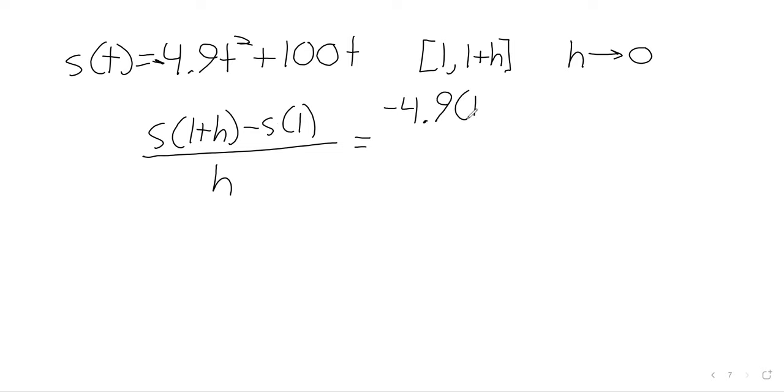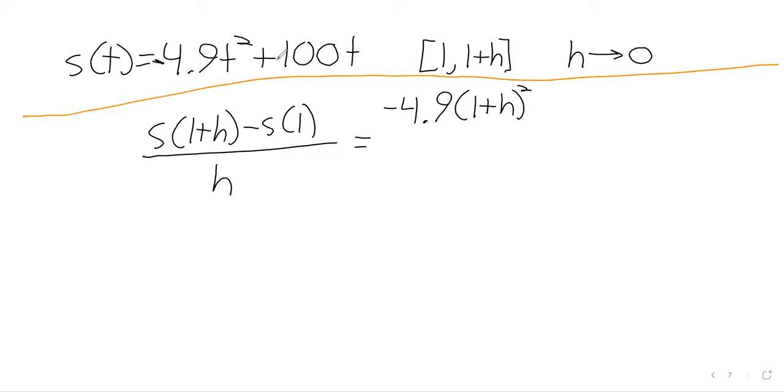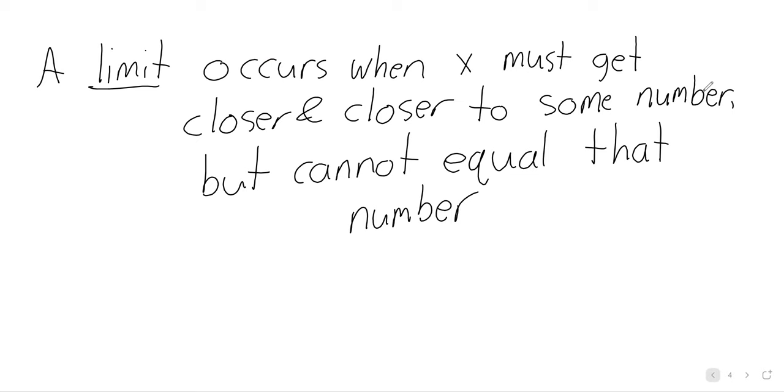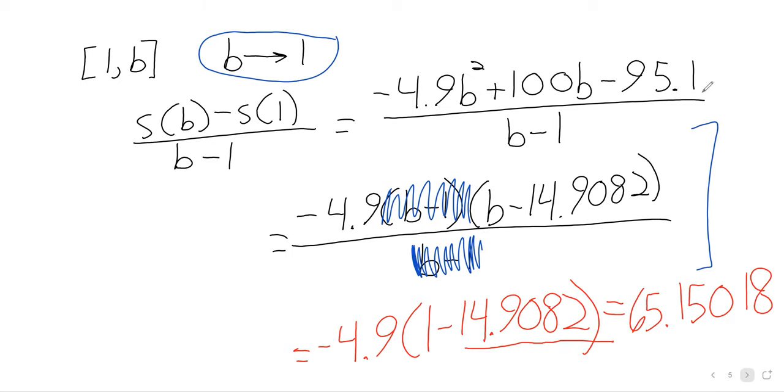Negative 4.9 times 1 plus h squared. Let me separate this so my work doesn't run together. Plus 100 times 1 plus h minus s of 1. And s of 1 was, we already did this, it was 95.1.